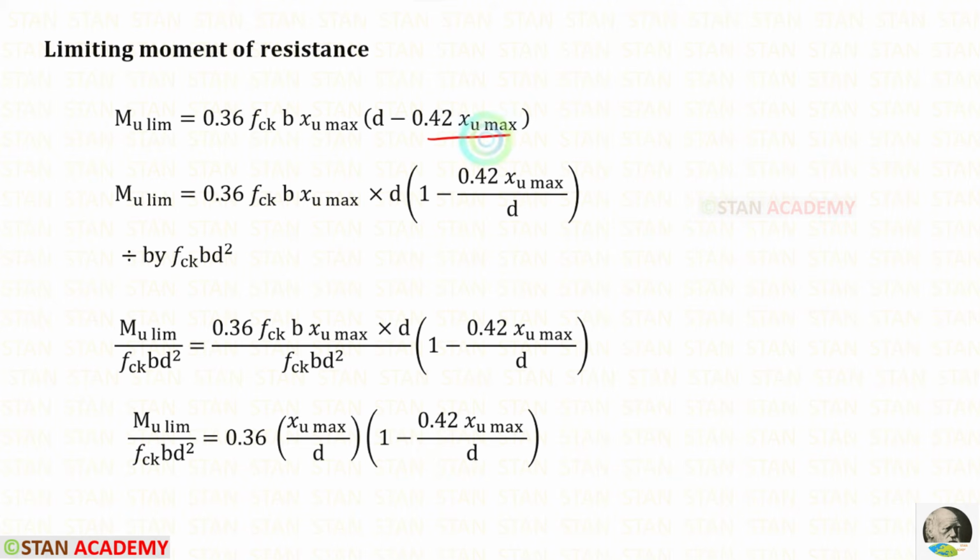In this term, we can multiply the numerator and denominator with the D. Then we can take this D outside. Then we can divide on both of the sides by FCK BD square. FCK B can be eliminated. This D and square will be eliminated, so that we will get this equation.